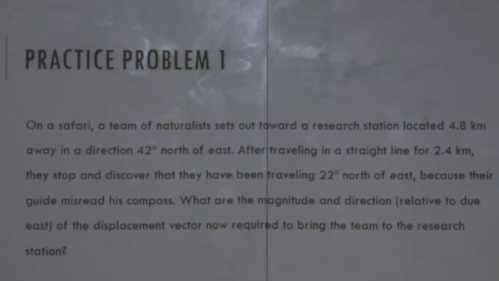So here is a practice problem that we are all going to do together. On a safari, a team of naturalists set out towards the research station located 4.8 kilometers away in a direction 42 degrees north of east. After traveling in a straight line for 4.2 kilometers, they stop and discover they've been traveling 22 degrees off because their guide misread his compass. What are the magnitude and direction relative to due east of the displacement vector now required to bring the team to the research station?